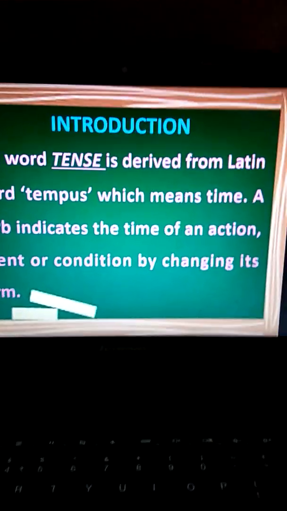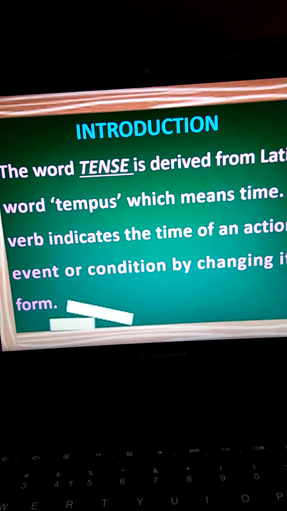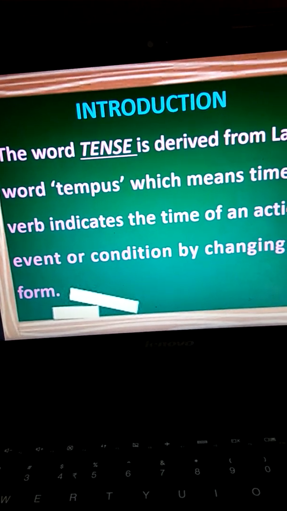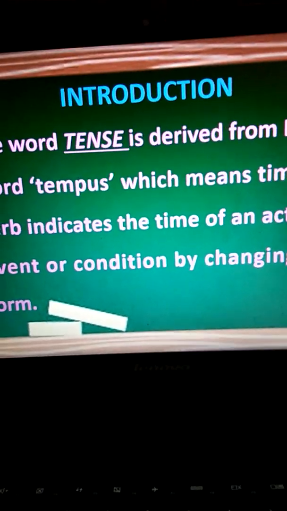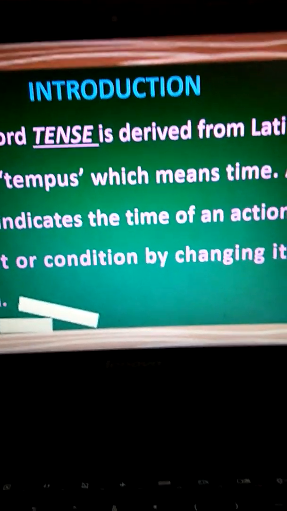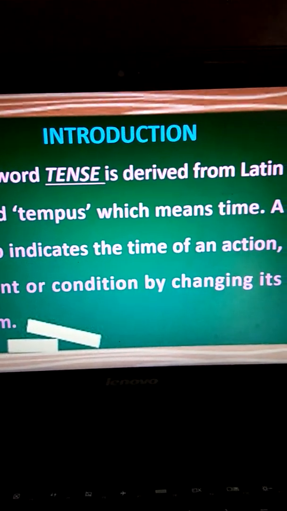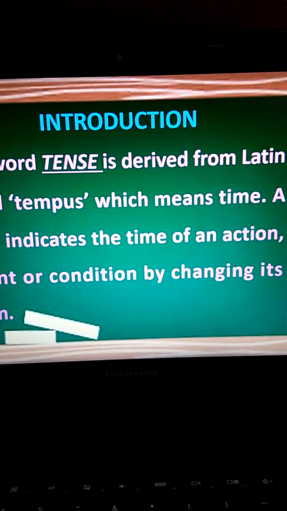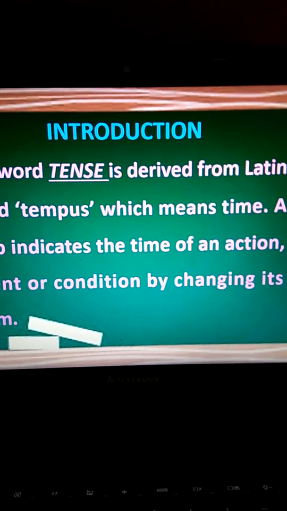What do we mean by tense? The word tense comes from the Latin word tempus, which means time. So in a word, if I say what do we mean by tense, we say that by tense we mean time, when that action is being done. Okay, so that is derived by the tense.